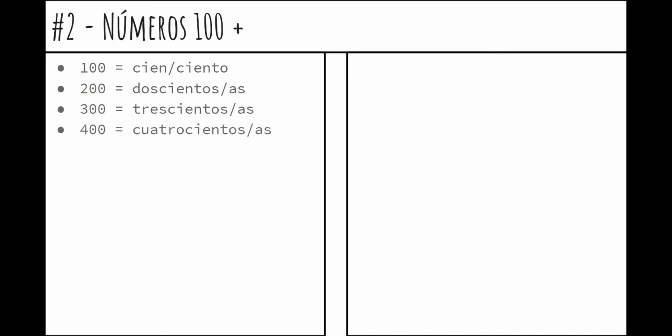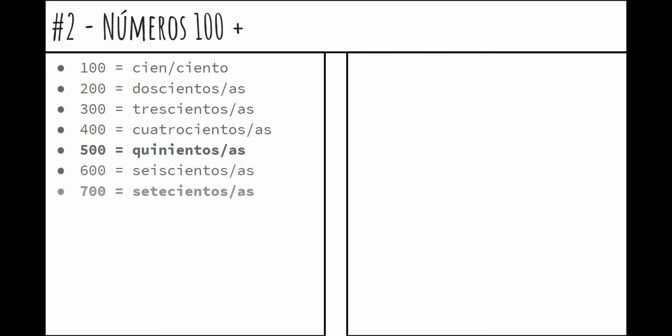400, cuatrocientos. 500 is irregular. It is quinientos or quinientas. You got 600 is seiscientos. 700 is somewhat irregular, setecientos. So it's not just the number and then cientos or cientas. This one looks a little bit more like the decade 70. 800, ochocientos, 900 is somewhat irregular. You've got novecientos, not nuevecientos, but that looks a little bit like 90, noventa.